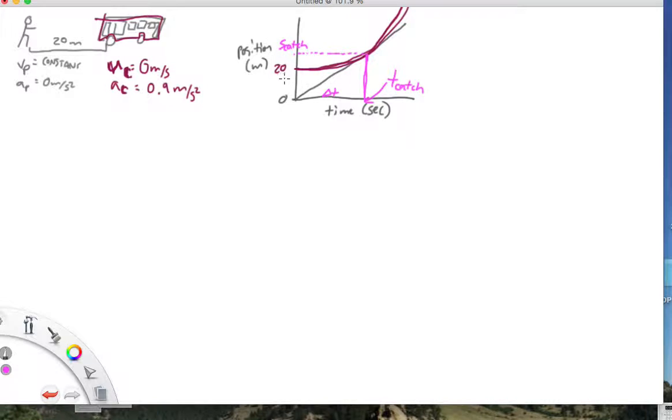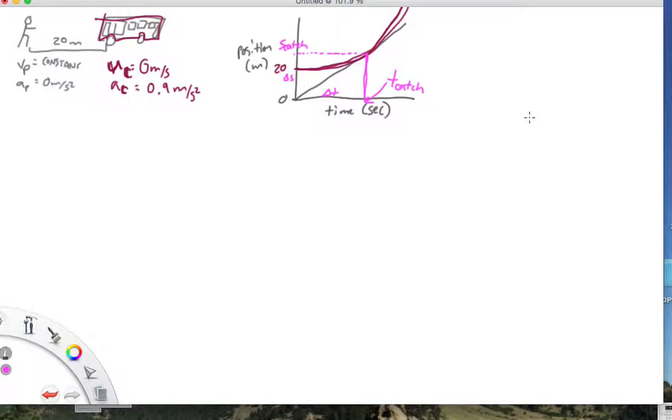That's the delta s, the change of position that the person's had to go through. And the streetcar has also gone a total distance from that origin, right here. So they both meet at that position at which they catch each other. Okay, so how long did the person run?